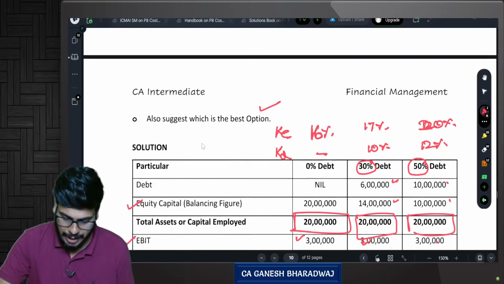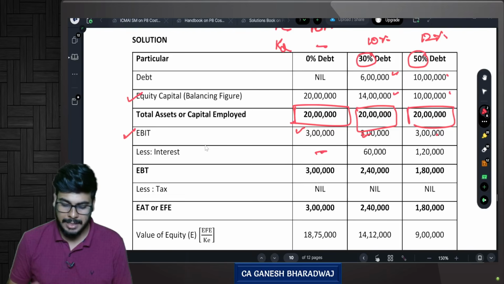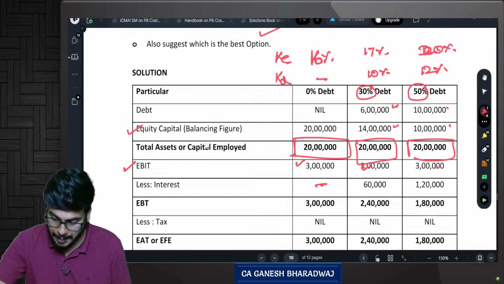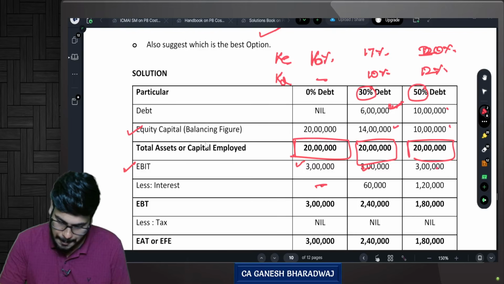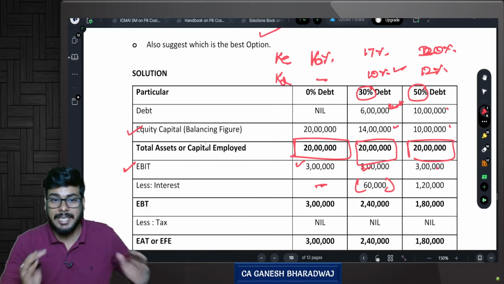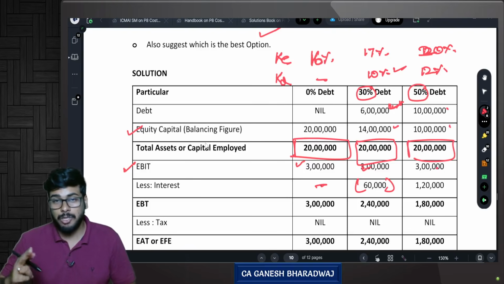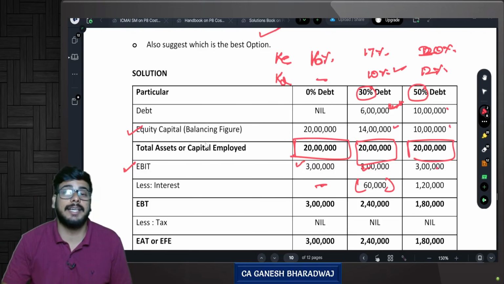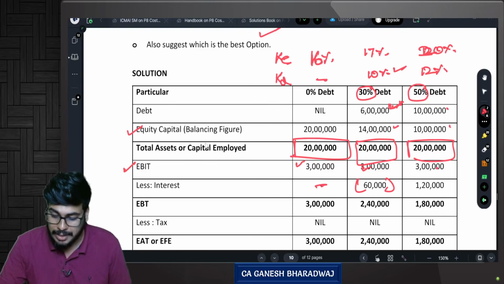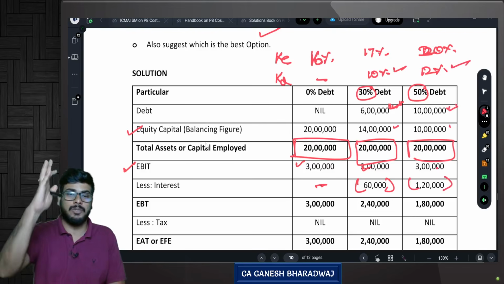Less interest. Now you tell me. First alternative, is there any interest payout? No. All equity. Second alternative, yes. What is the interest payout? They are saying 6 lakhs is raised from the debt channel. So 6 lakhs into 10 percent, that is going to be 60,000. Are you clear with this? Because if your debt is up to 30 percent of your overall capital, the interest rate is 10 percent. Suppose you are raising debt to the extent of 50 percent of the capital, on the entire debt value the cost, the KD, that is the interest cost, will be 12 percent. So in the third alternative, it's going to be 10 lakhs into 12 percent. That's going to be 1,20,000. Are you clear with this?